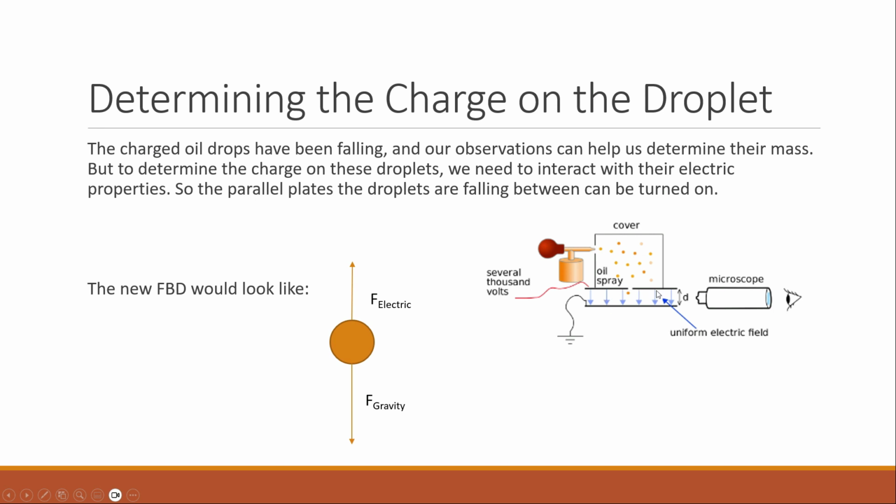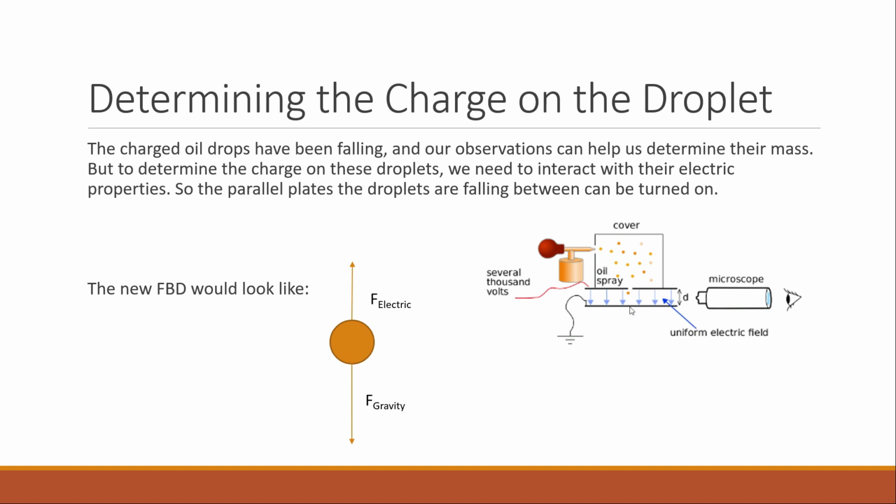Well, with these parallel plates, when you turn that field on, it's going to be forcing the electric charge upward. Remember that while it looks like the uniform electric field is pointing downward, the electric field is the direction a positive charge goes. But these oil droplets have lots of extra electrons, which are negatively charged. So due to the negative charge, the electric force is going to be forcing them upward.